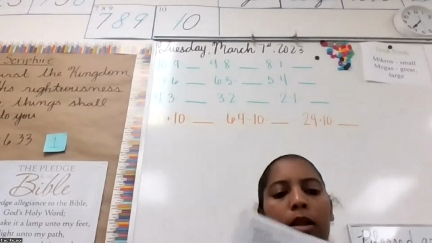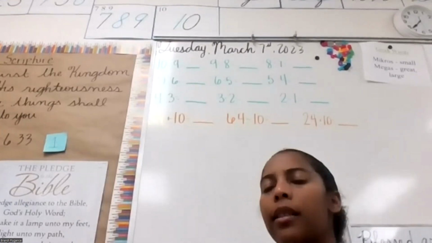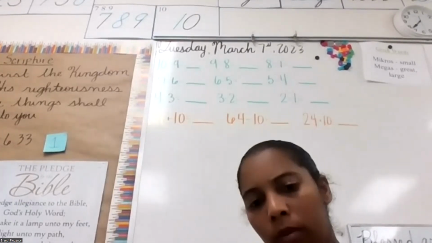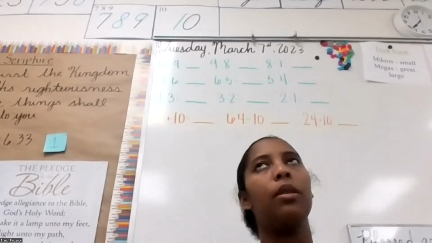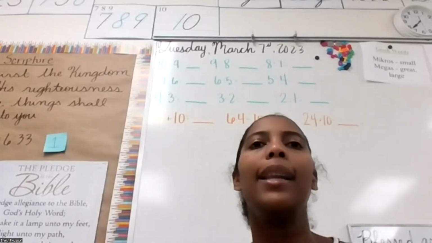Okay, so what can I do to have 13? I can get a 10 and 3 ones. Good. 13, a 10, 11, 12, 13. Good. All right, let's go up a little bit.